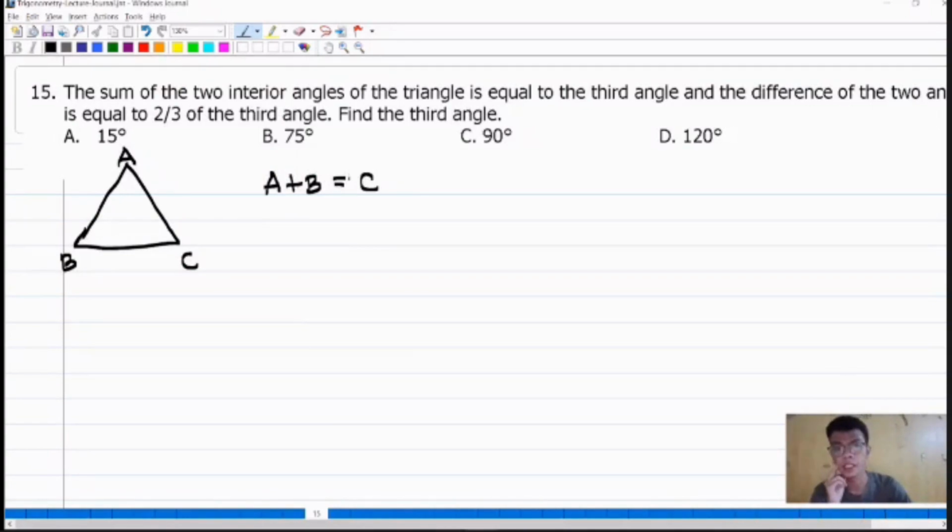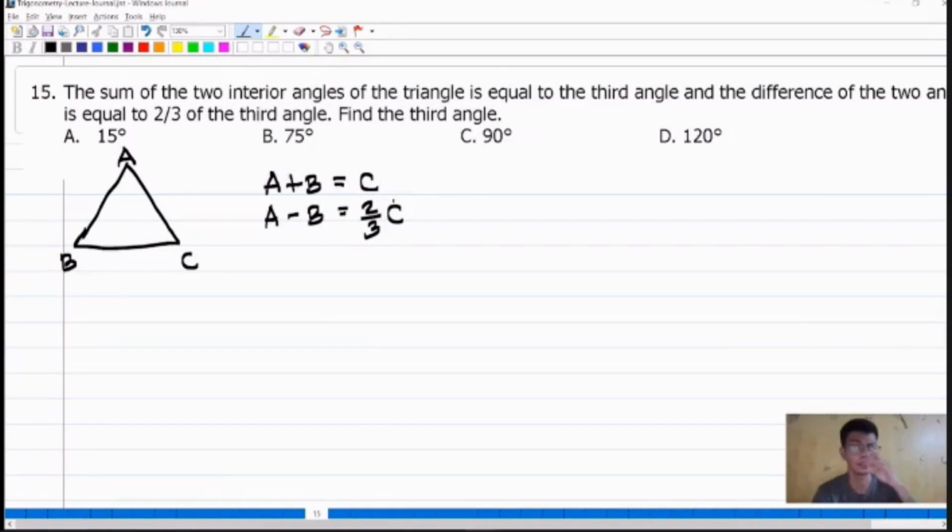Next, and the difference of the two angles, so bale yung A minus B naman daw, is equal to 2/3 of the third angle. So 2/3 ng third angle natin, which is C. So find the third angle. Let us find the value of C.